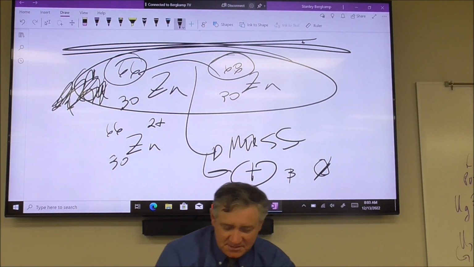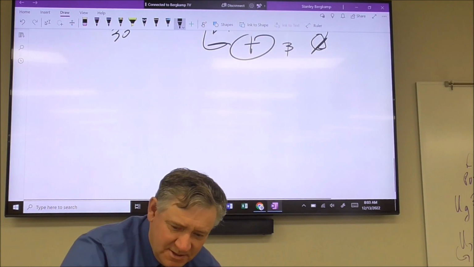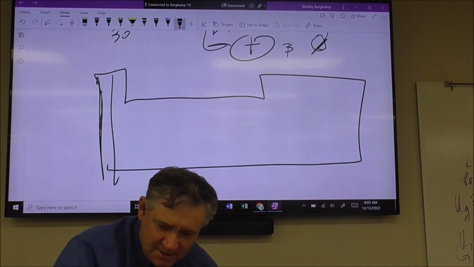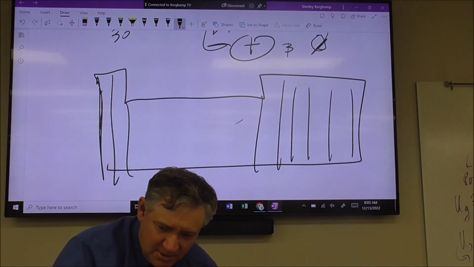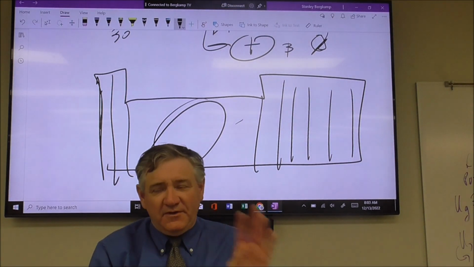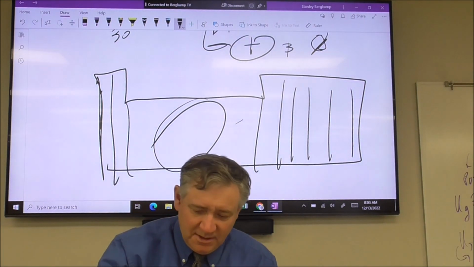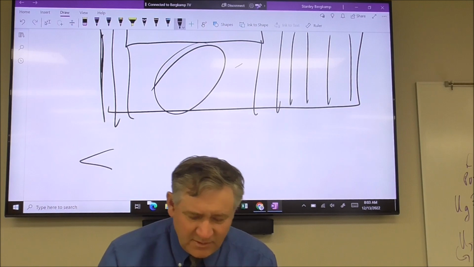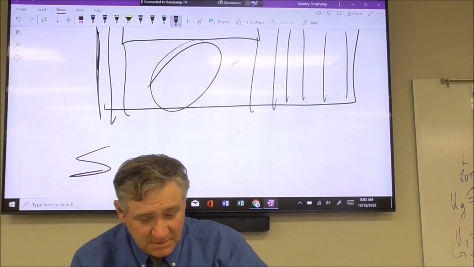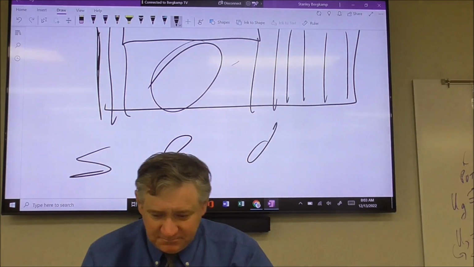So let's talk electrons. Make sure that you can use your periodic table to figure out information. So let's go old school. What are the 4 sublevels in an atom? Let me give you a hint. The first one is S. So there's S, so what's the next sublevel? P, then D, and then F. Okay, SPDF.